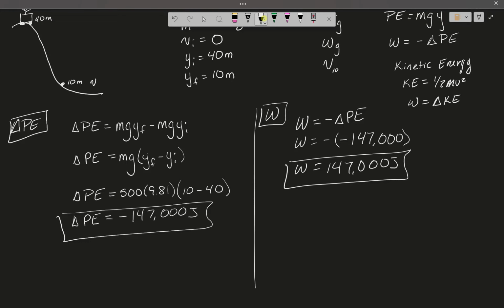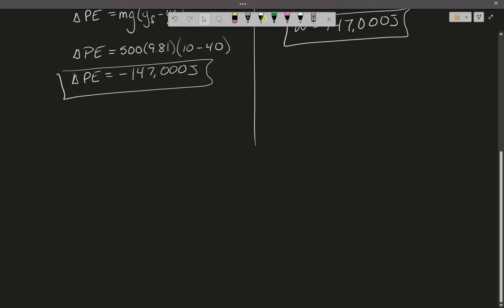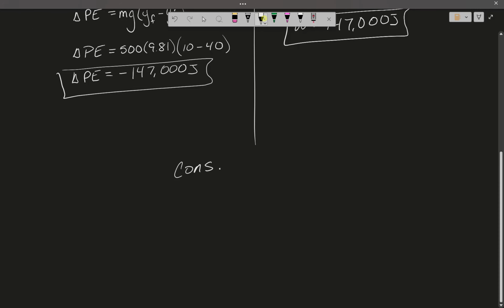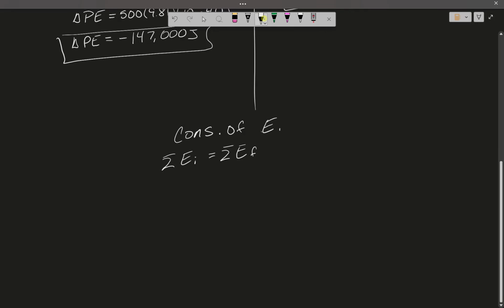The next thing it wants us to find is what the velocity is, what the speed of this object is at the end. So I'm going to use my conservation of energy to solve this. So I know that the total energy of the system in the initial condition has to be equal to the total energy of the system in the final condition. So this means that my initial kinetic energy plus my initial potential energy has to be equal to my final kinetic energy plus my final potential energy.